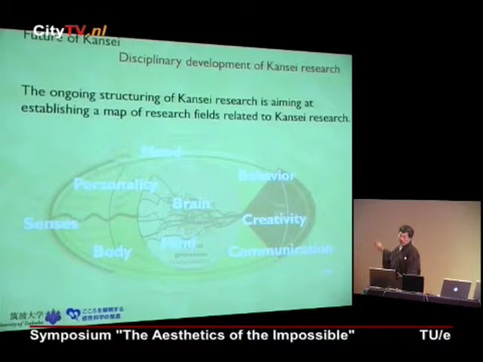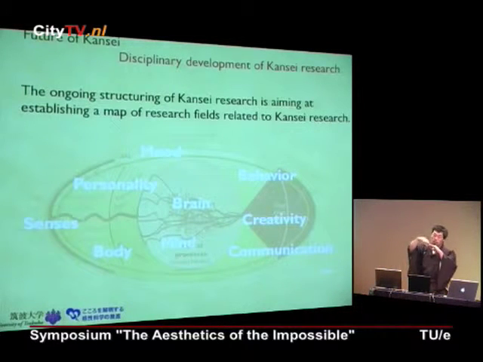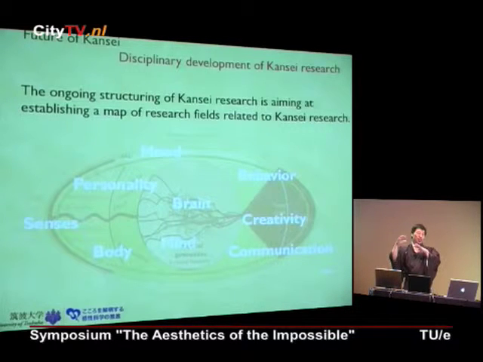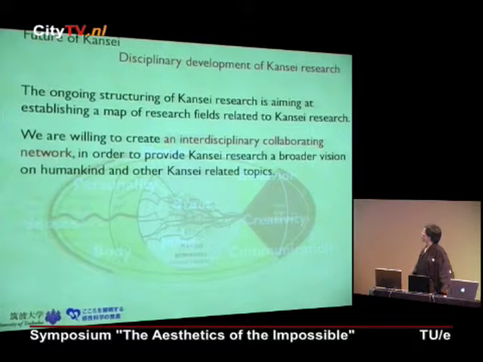But that kind of scientific approach is only for one path in the brain. But one single path in the brain is not the result of the mind. So we have to search on the multiple functions of the brain altogether, then we will get closer to the function of the brain. So we are willing to create an interdisciplinary collaborating network in order to provide Kansei research a broader vision of humankind and other Kansei-related topics.